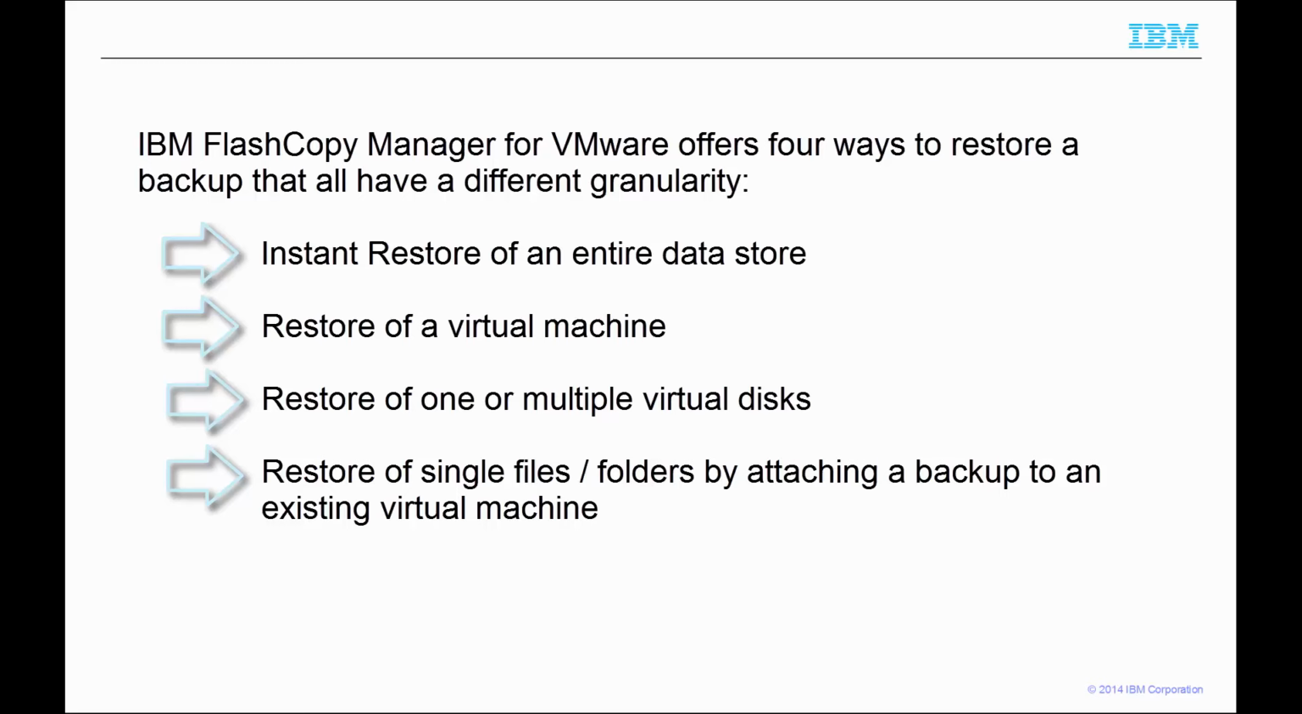If you want to restore single files or folders, the appropriate way is to attach certain virtual disks to an existing virtual machine, copy the files or folders, and detach the backup again. This way of restoring is supposed to give access to the backup data as long as the backup is attached.